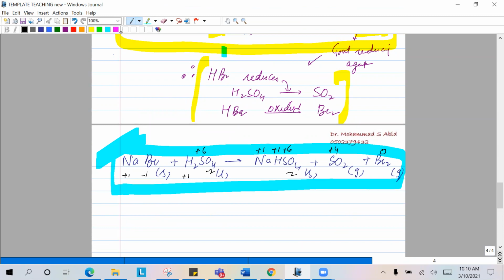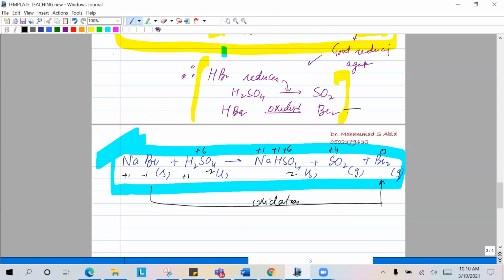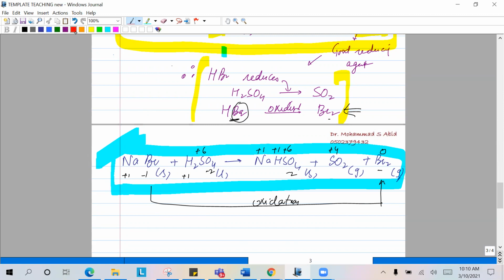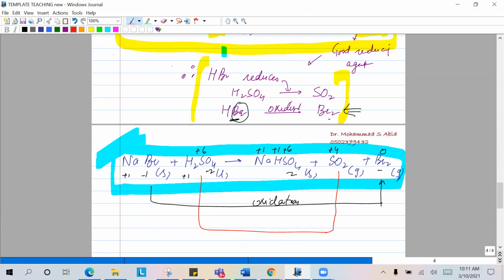If you observe over here, the Br is changing from -1 to 0. So this is an increase, oxidation. This is what we said over here: the Br minus ion is changing into Br2, so it is being oxidized. And the sulfur is changing from +6 to +4, so this is being reduced. So this gives us an idea that this reaction is a redox reaction.